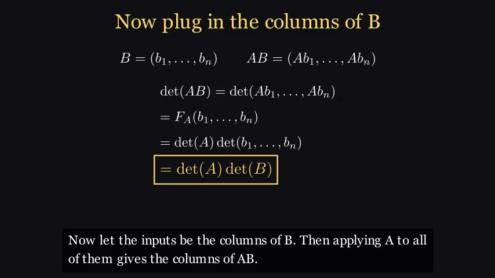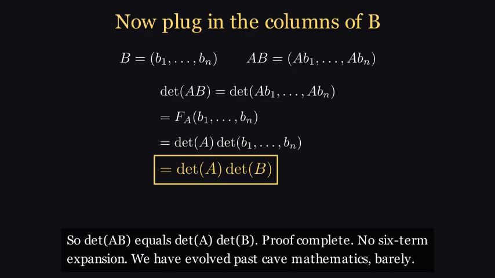Now let the inputs be the columns of B. Then applying A to all of them gives the columns of AB. So determinant of AB equals determinant of A times determinant of B. Proof complete. No six-term expansion. We have evolved past cave mathematics. Barely.